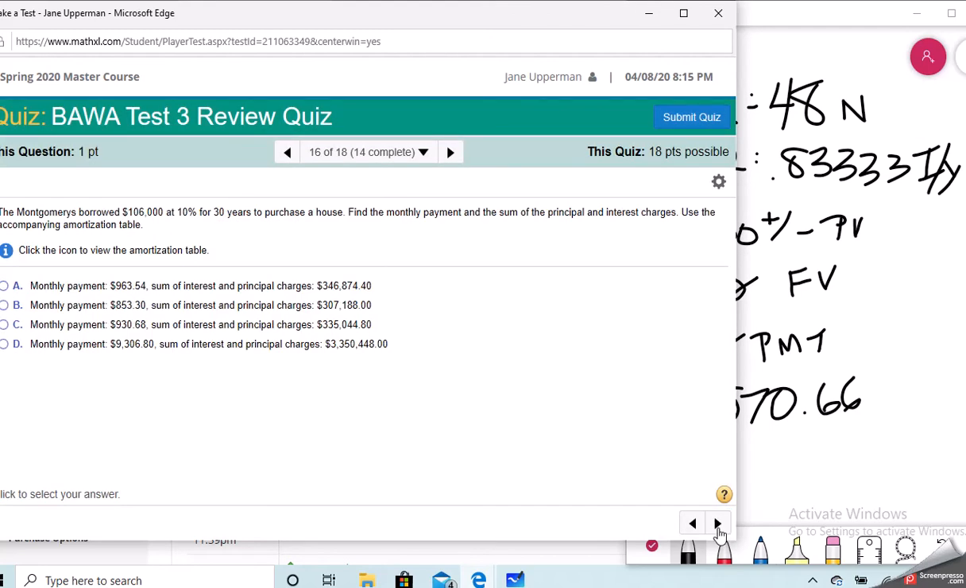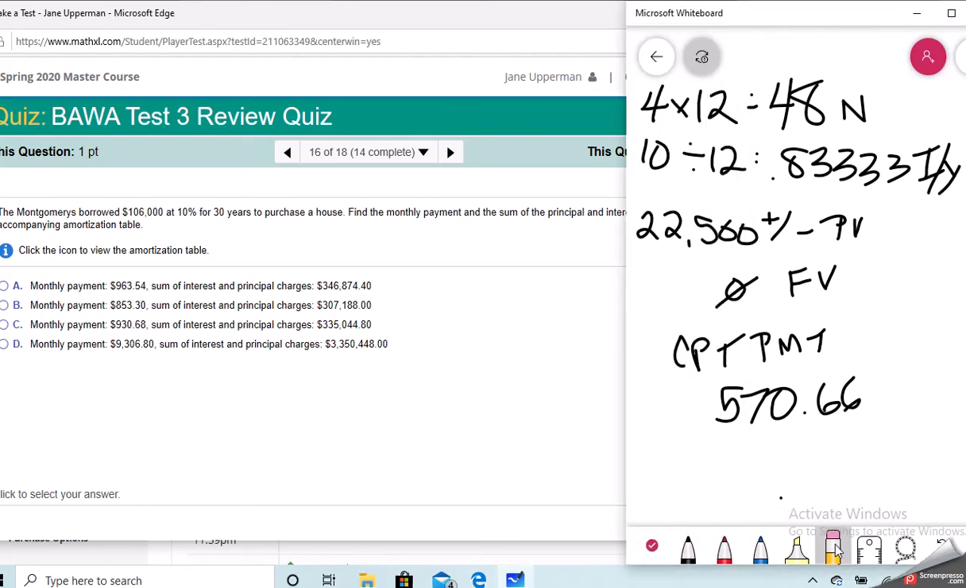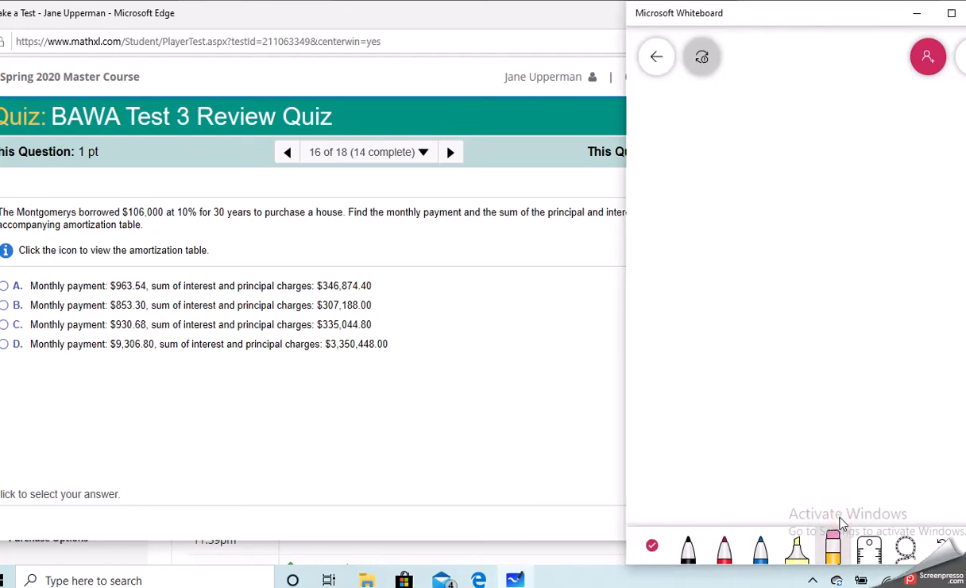Okay, then now we get into a mortgage. They borrowed $106,000 at 10% for 30 years for a house. Find the monthly payment and then the total that they pay. So we'll come over here and clear this out.